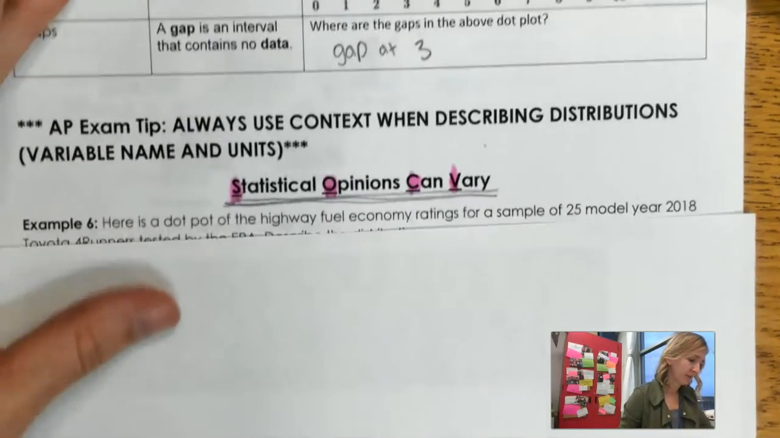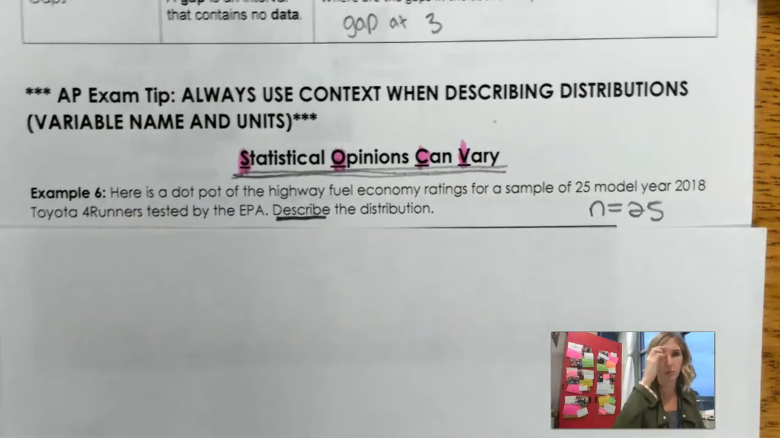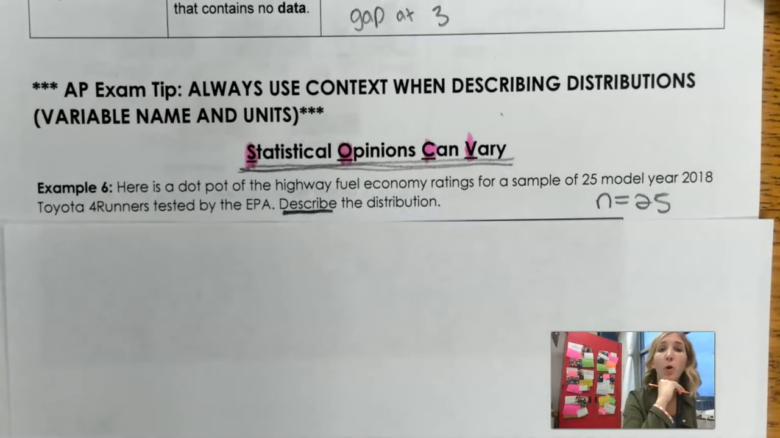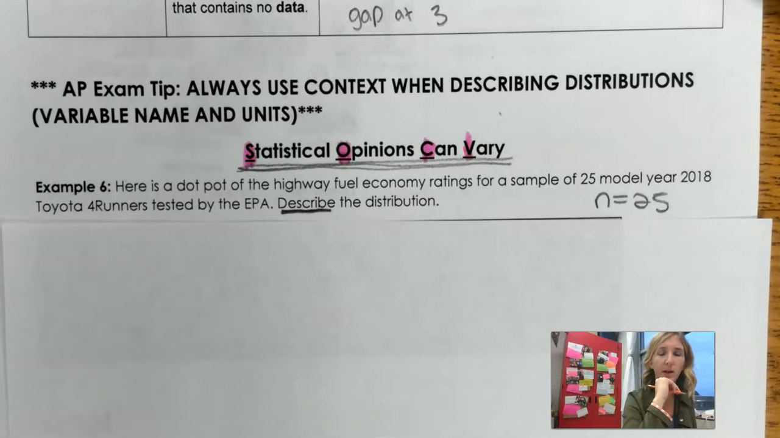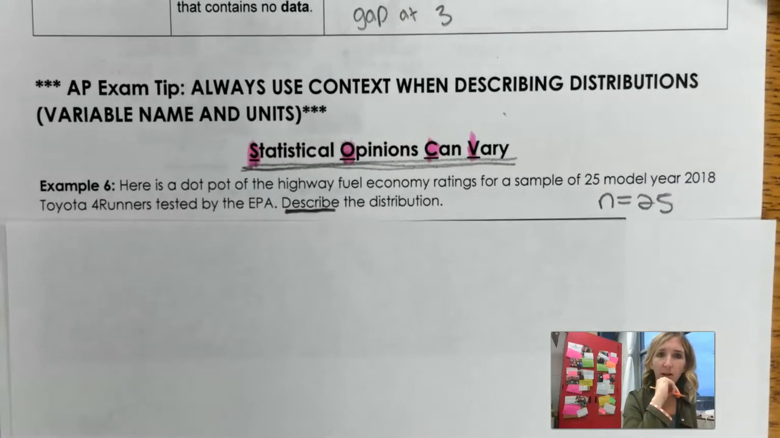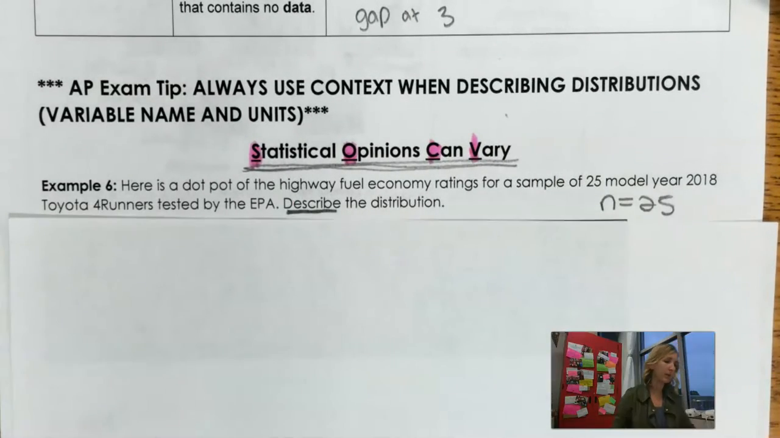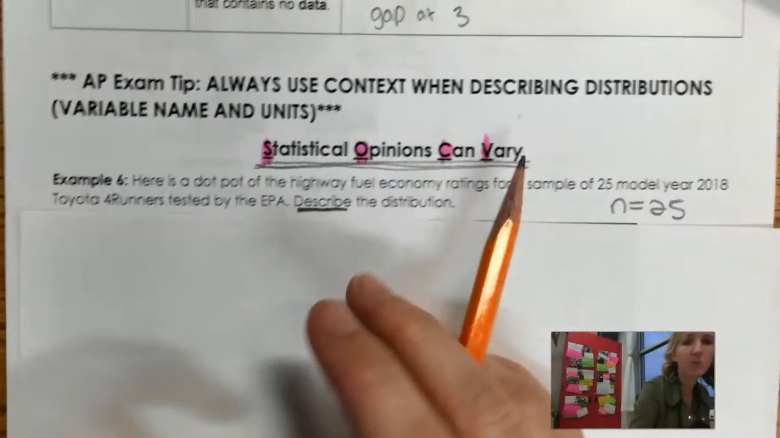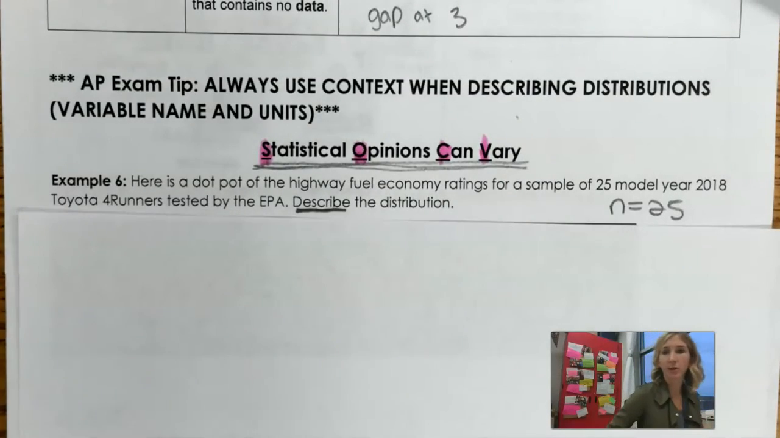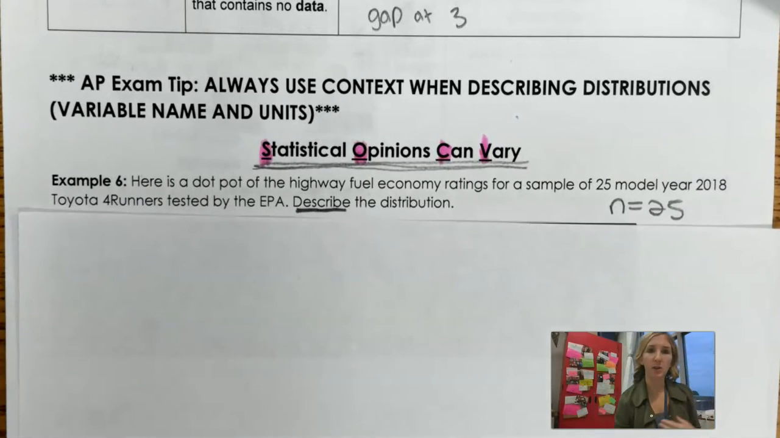All right. Now let's talk about how to actually write this out on the AP exam on a free response. All right, so AP exam tip, always use context. Do not forget context. That's the easiest points that we can have, referencing the question material. All right, so variable names and units are examples of context. All right, here's an acronym. Statistical opinions can vary. That helps us remember shape, outlier, center, and variability. If you guys can come up with a better one, I will give you extra credit because this one is not great. But still, SOCV is what you can think of.